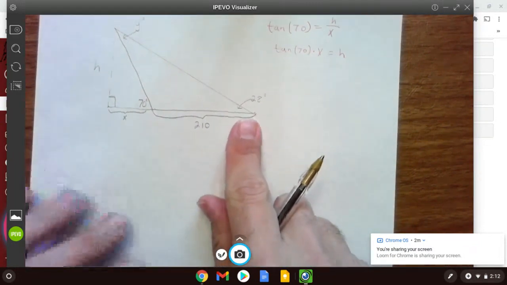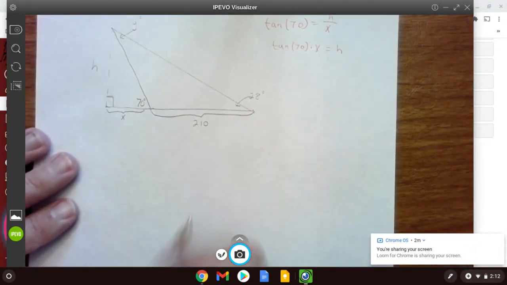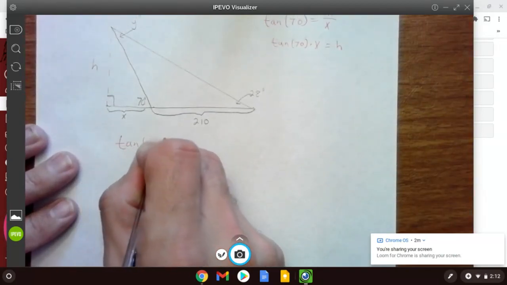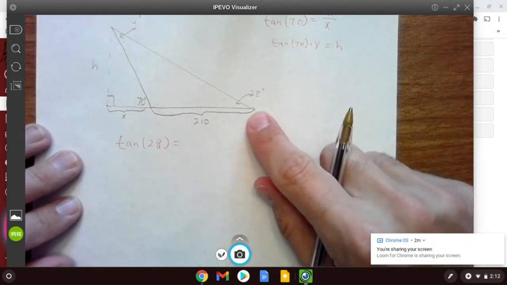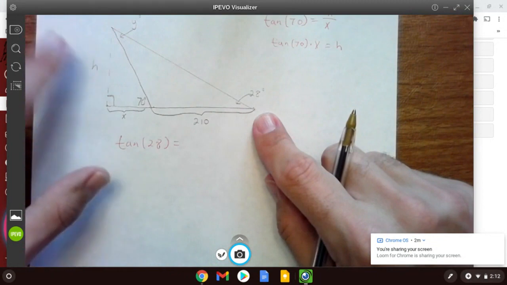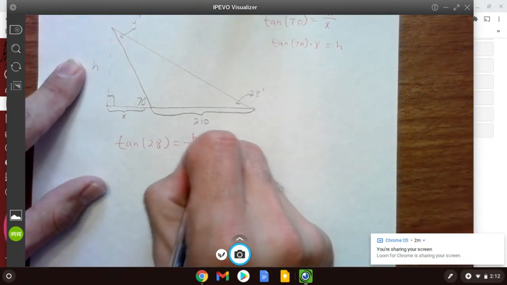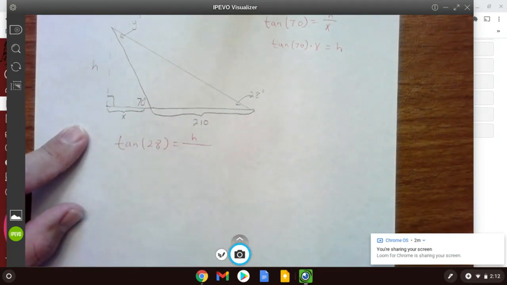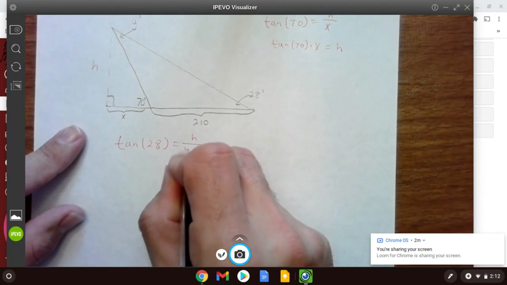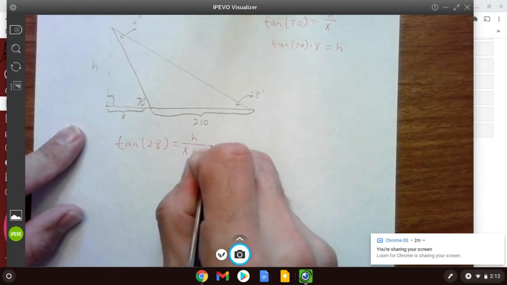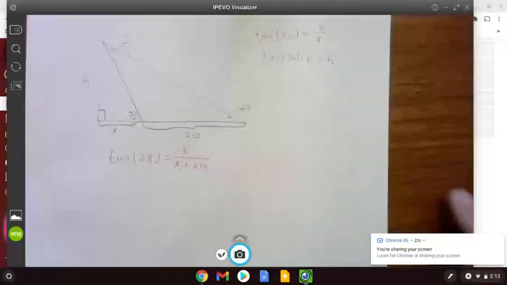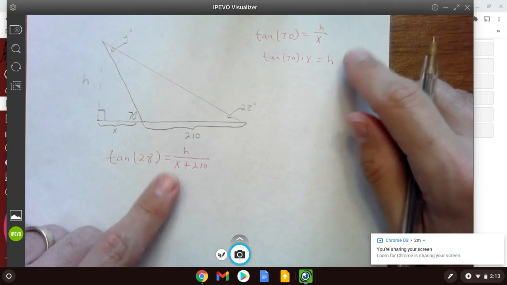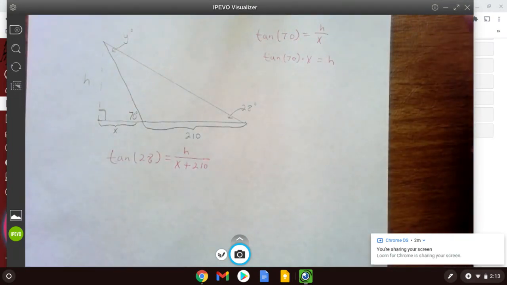All right, let me do something similar here with tangent of 28. So tangent of 28 is going to be opposite over adjacent. So that's going to be h over the adjacent side, which is this whole side here. So that's going to be x plus 210. All right, so I've got two equations here that involve x and h. So I'm going to use those to solve for x and h.